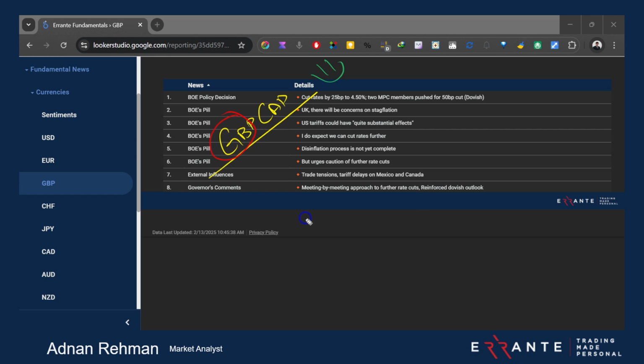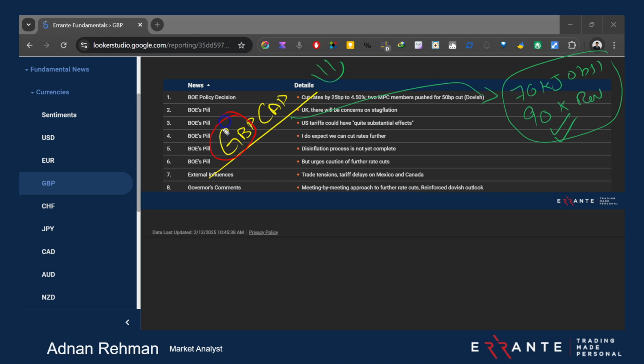Because earlier from the CAD we had this data, if I'm not wrong, it was like 76k jobs added, and then there was like 90k revisions maybe. I'm not sure about that, I need to see the data again. But it was a massive, strong data from the Canadian currency as well. And then there was that postponement of tariffs issue, the postponement for one month. This also played a role in the strength of the Canadian dollar for now.